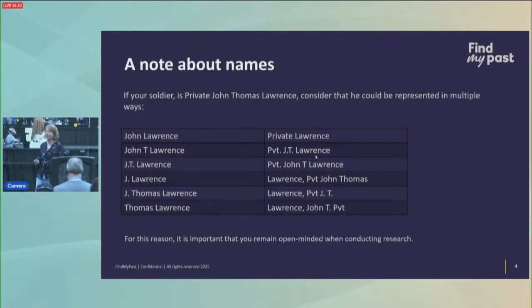So for that reason, I almost always start a World War I research project by saying, who's my soldier? And I literally make this list for myself. How many ways can I think of to write that guy's name out? And then I just put it on a Post-it note and it sits on my desk for the duration of the project, so I don't forget that it's easy to overlook these things, right? If you don't have an exact name match, it may still be your person of interest.